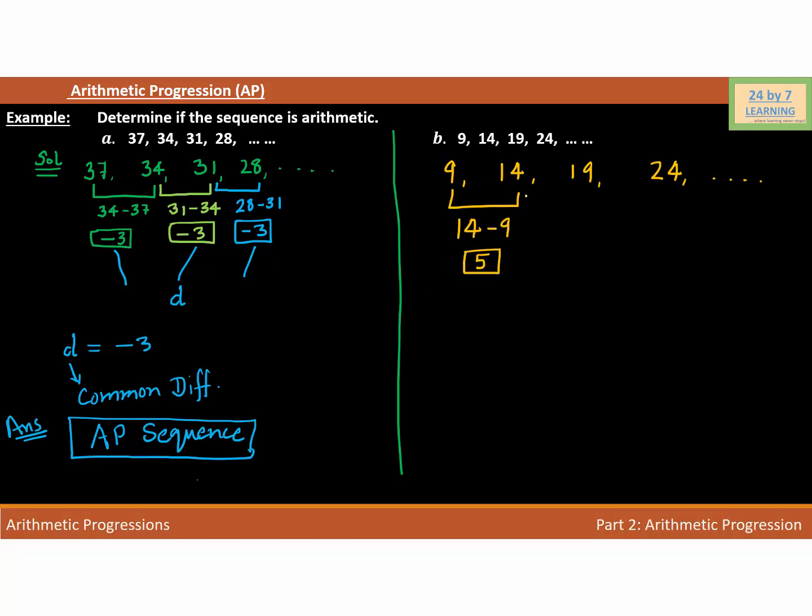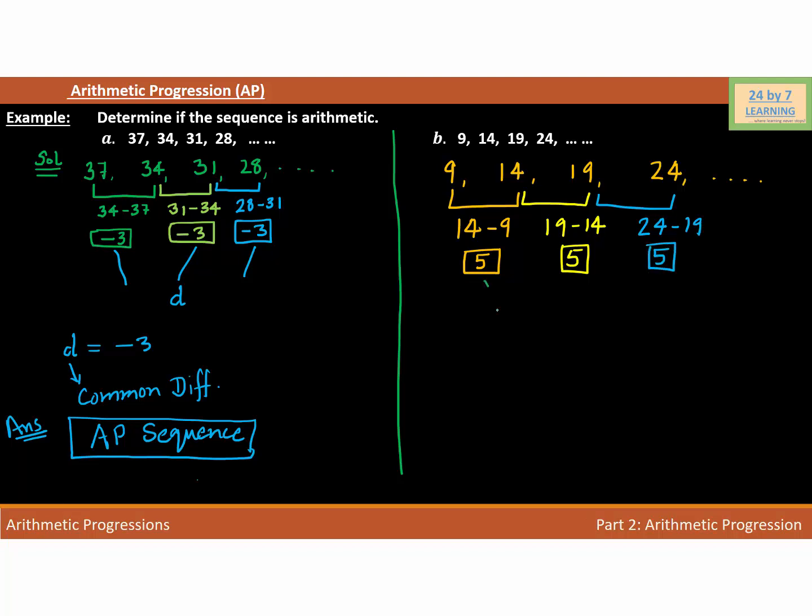In the same way, let's find the difference between 14 and 19. I will write 19 minus 14, and 19 minus 14 is again 5. Now it's time to find the difference between 24 and 19. I'm finding the difference between these two numbers because they come one after another. So I will write 24 minus 19, and 24 minus 19 is again 5.